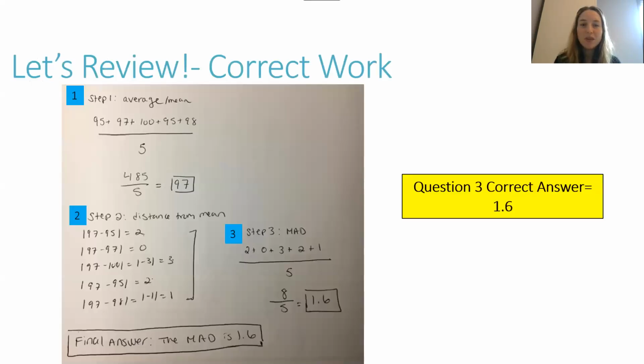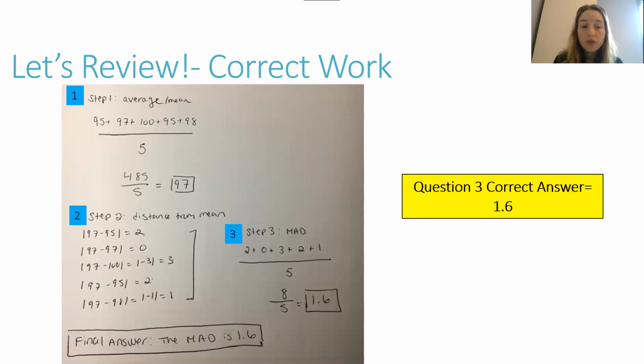Okay, let's review the correct work. You just had some time to work. You should have gotten for a correct answer for this problem was 1 and 6/10. Now let's break down that work so that you're super clear at each step. So remember, the first step was to find the average. You add up all the data points, 95 plus 97 plus 100 plus 95 plus 98, divide by 5, and you get an average of 97. That should have been the easiest step.